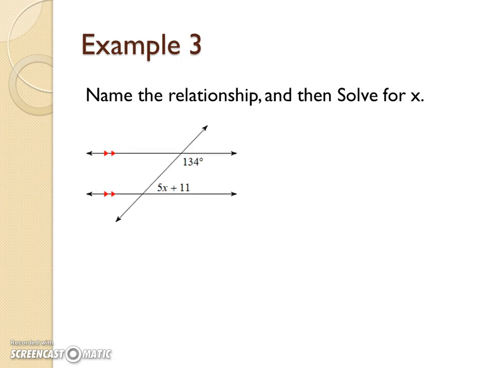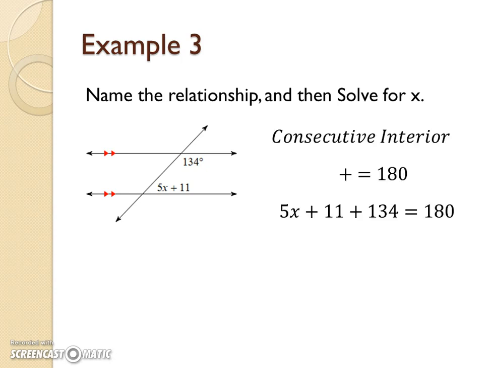This next one, these are consecutive interior angles. They add up to 180. So 5x plus 11 plus 134 equals 180. Combine like terms, we get 5x plus 145. Subtract 145, we get 35. So x equals 7.